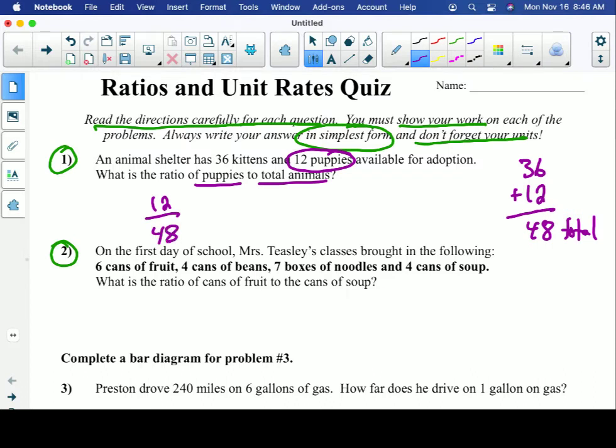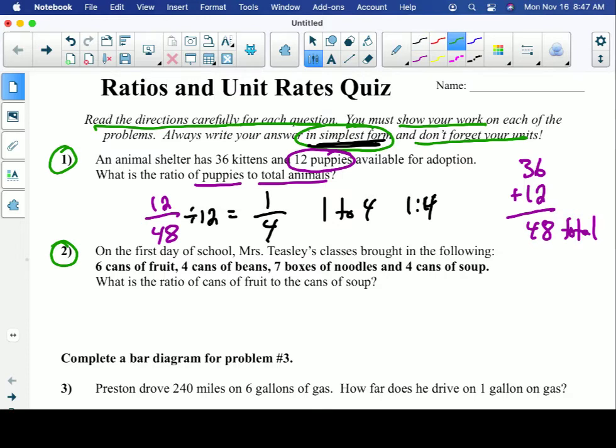So 12 over 48. But then the last part is, make sure you write it in simplest form. Remember, a ratio, we often write it as a fraction to remind us that we have to simplify fractions. Okay, that's different from a unit rate, and that's why we've been practicing. Simplifying a fraction just means, what could they both be divided by? In this case, 12 and 48 could both be divided by 12, and I get 1 over 4. And you could write it with the word "to," or you could write it with the colon. Either one is fine, but your correct answer is 1 over 4, 1 to 4. 1 puppy for every 4 total animals.